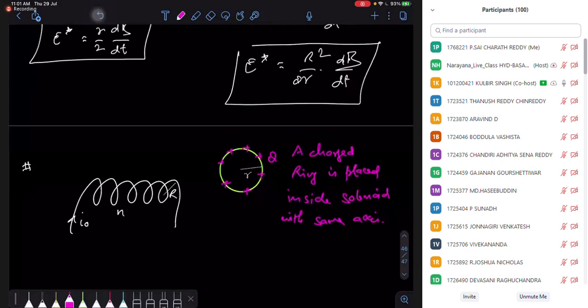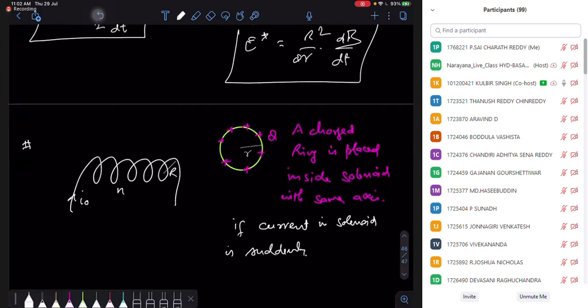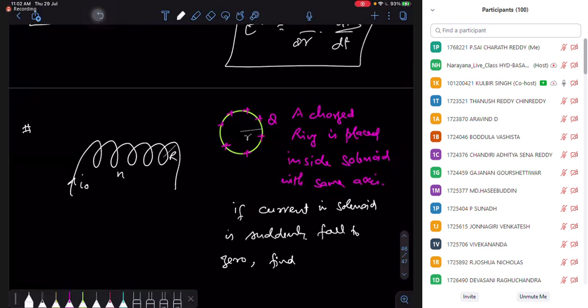I hope you understand this. Now, if the current in the solenoid is suddenly, not slowly, suddenly changed or suddenly falls to zero, find the angular speed of the ring.